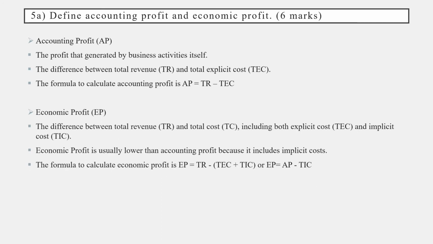The second is economic profit. Economic profit is the difference between total revenue and total cost, including both explicit cost and implicit cost. Economic profit is usually lower than accounting profit because it includes implicit costs. The formula to calculate economic profit is total revenue minus total explicit cost and total implicit cost, or accounting profit minus total implicit cost.